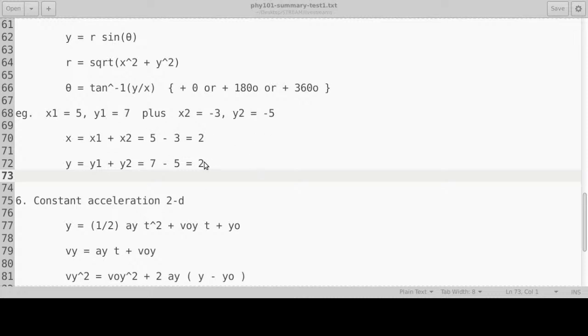Now, the reason it kind of slipped my mind was because you don't need this for the 2D, but we will need it right after the test when we do forces. So it's good at this point to make sure that you know how to add vectors.